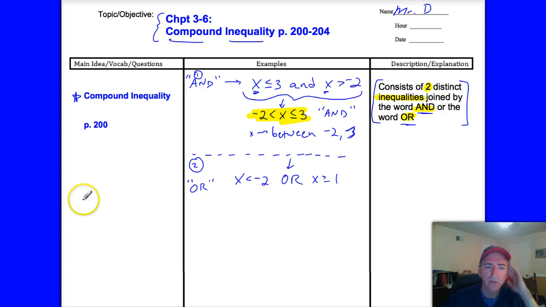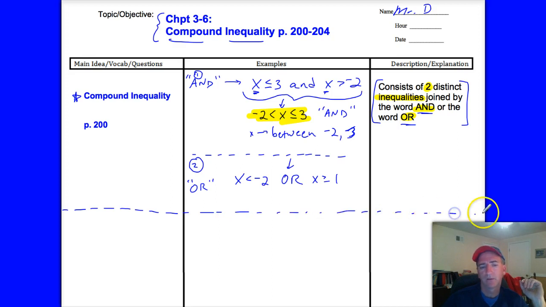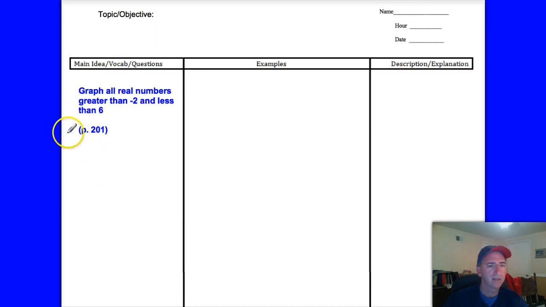So those are compound inequalities. They have two conditions joined by the word and or or. Let's look at an example. If you get lost on this particular one or need some extra help, I believe if you look on page 201, I can't remember if this is the exact one on page 201 or one very similar to it, but it's the one I'm using for my notes.